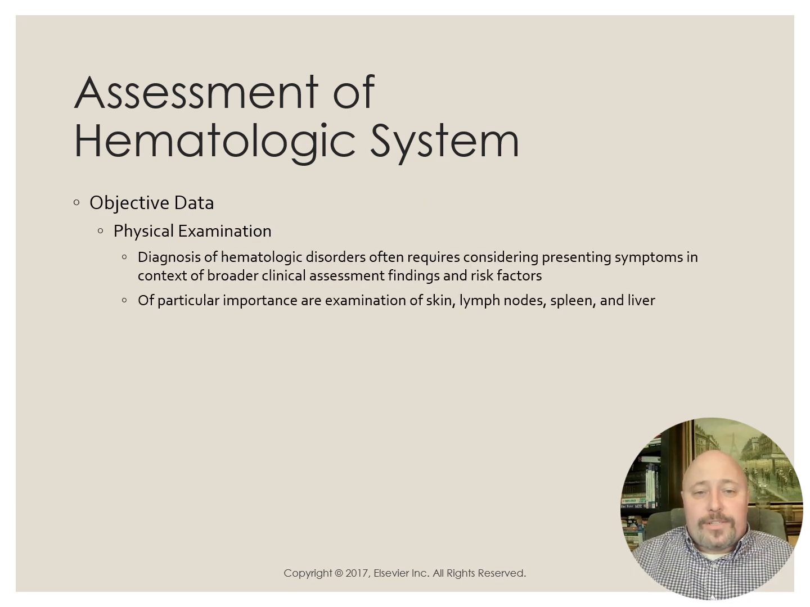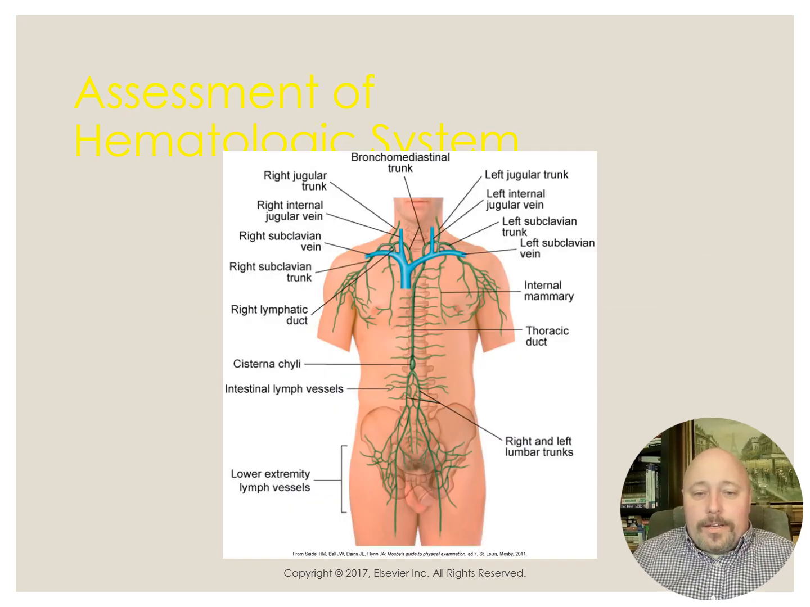A complete physical examination is necessary to accurately examine all systems that affect or are affected by the hematologic system, depending on the nature of the patient's problem, including an assessment of lymph nodes, liver, spleen, and skin. Disorders of the hematologic system can manifest in various ways. Thus, a patient's presenting symptoms may not immediately point to a hematologic problem. Here we have a diagram showing the distribution of lymph nodes throughout the body.